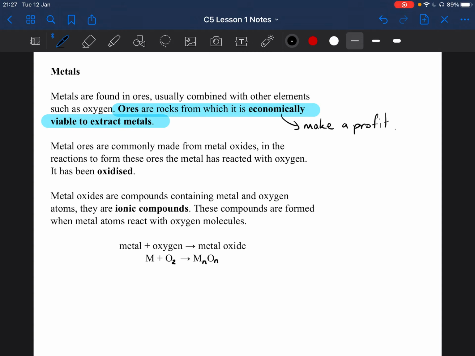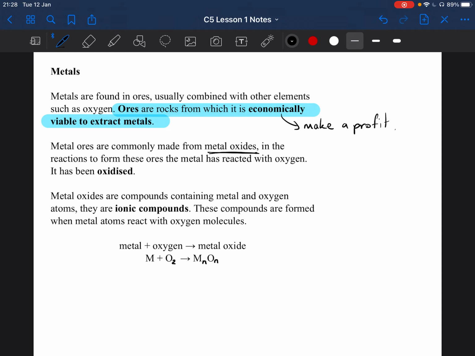So we would look at a rock, and if there's a high percentage of metal in there, we would break it down and cause reactions to get the metal out and purify it so we can sell it on. If there isn't a high enough percentage of metal in there, we wouldn't bother doing that. It's not worth our while. So most metal ores are actually made from metal oxides. These are the most common ones found out there.